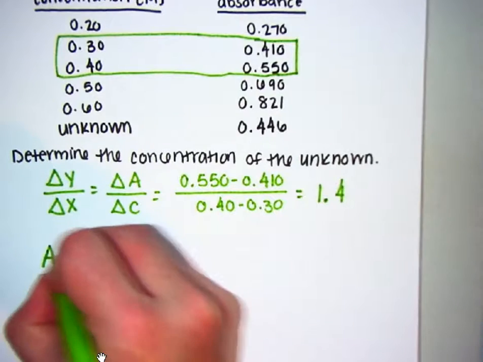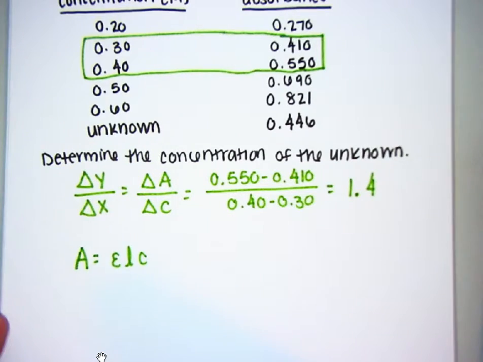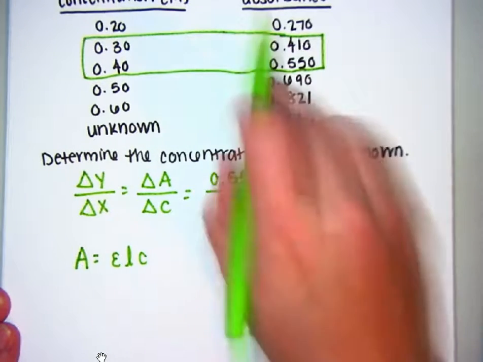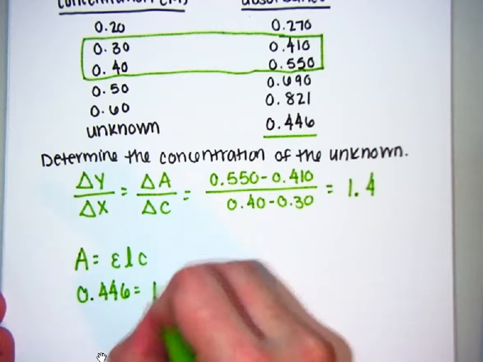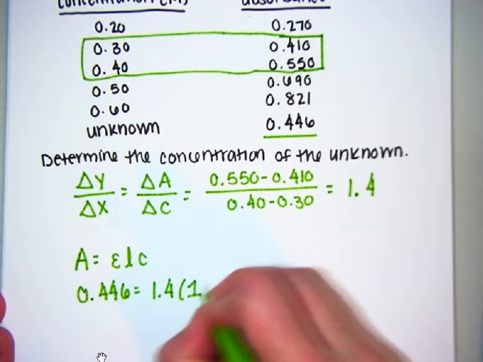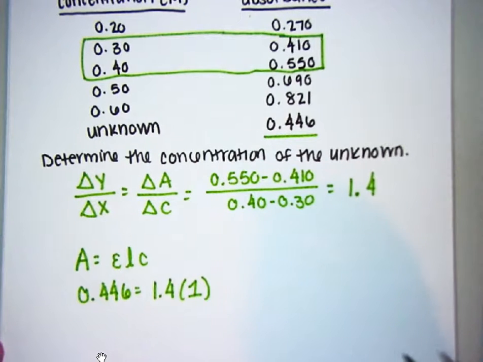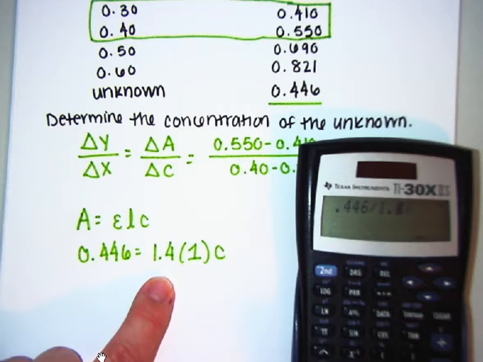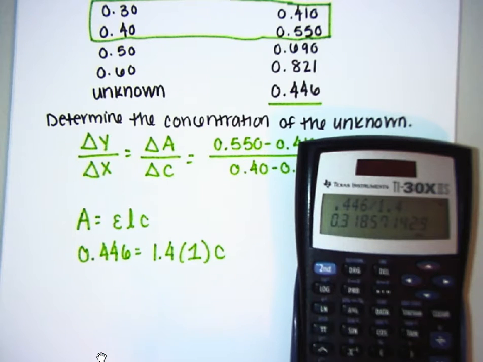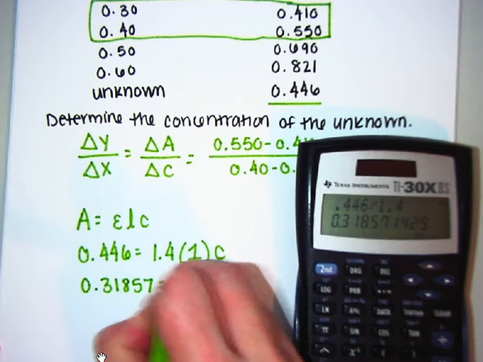Now I can plug it into the Beer's law equation. Absorbance is going to be equal to the slope times the length times the concentration. My unknown has an absorbance of 0.446. My slope was 1.4. We're assuming the length is 1 centimeter. And then we are going to solve for C, which is our concentration. And I got 0.318 as my concentration.